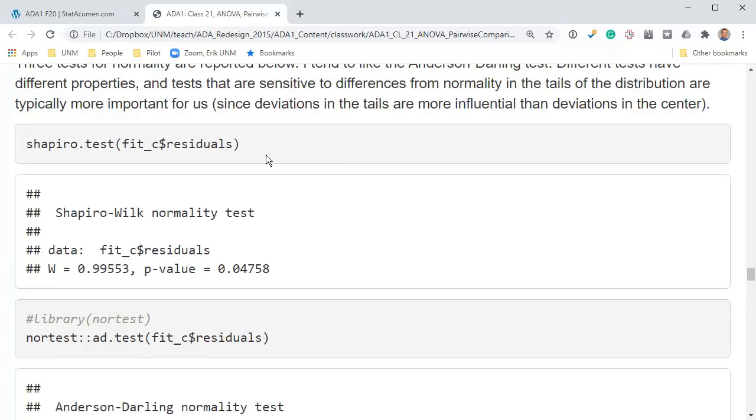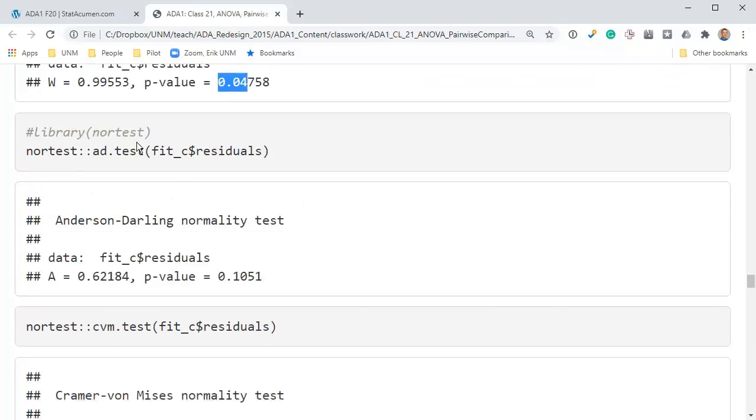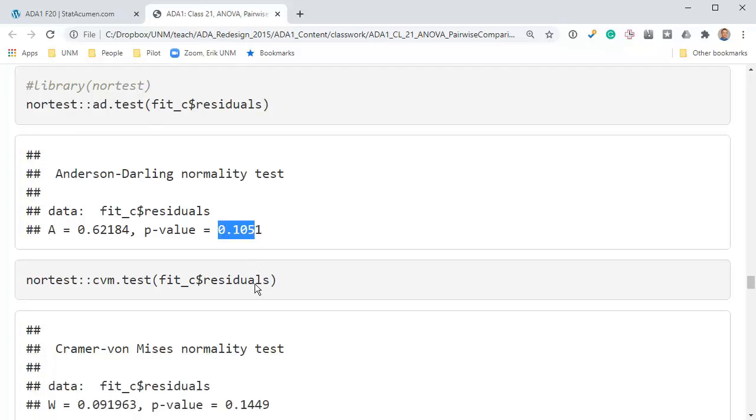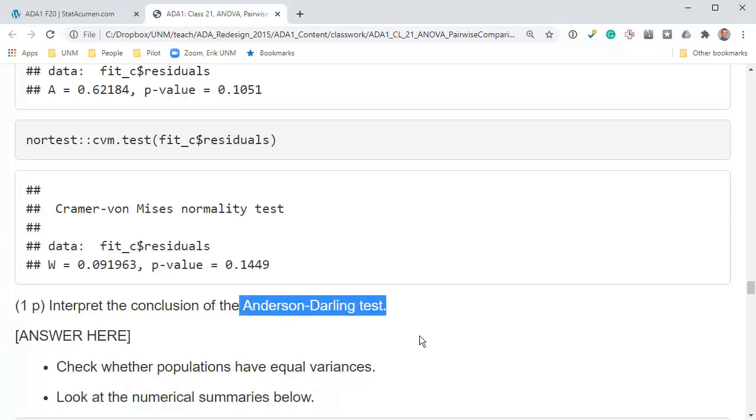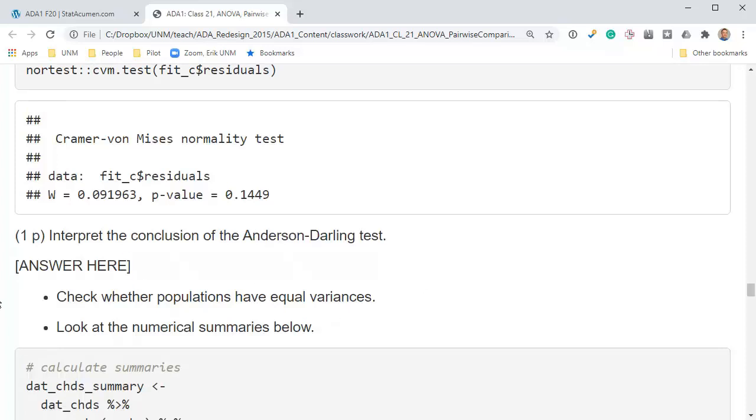So let's see, what do we have here for our results? So if we're looking at 0.1, based on the Shapiro-Wilk, we would reject the null and conclude that our data are not normal. Based on the Anderson-Darling test, we have just over a 0.1, so we would fail to reject the null. That means we're consistent with the null, that the data appear normal, and Cramér-von Mises is larger also. And so I want you to interpret the conclusion of the Anderson-Darling test. And I think I've already said enough for you to be able to answer that well.